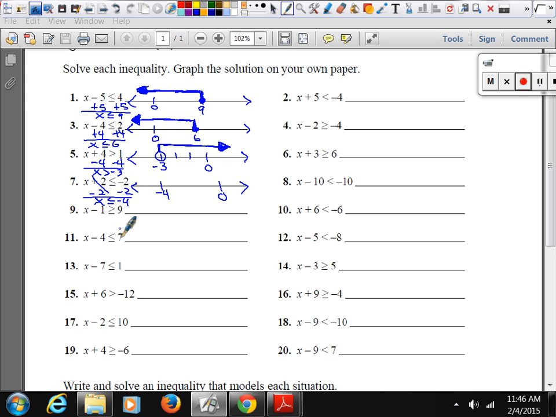Okay, closed dot at -4, and we're going to shade everything to the less than side.